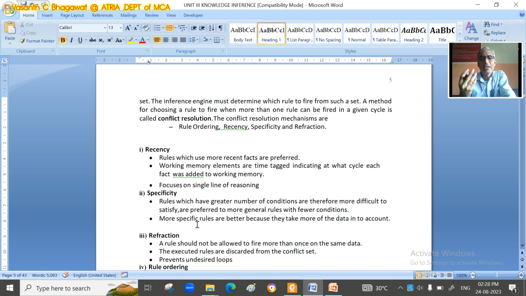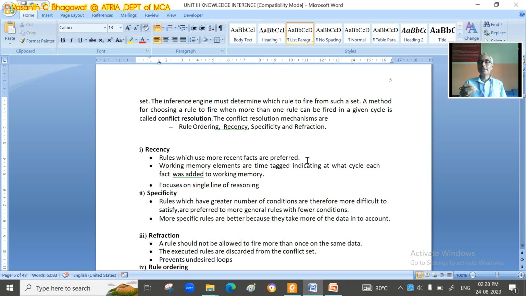The first way we can try to resolve this conflict is recency. Now what does recency say? That rules which use more recent facts are preferred. You start looking into your knowledge base, and you have a lot of rules. Whichever rules you find which use more recent facts, or more number of facts, those types of rules you are going to select, in order to avoid the conflict.